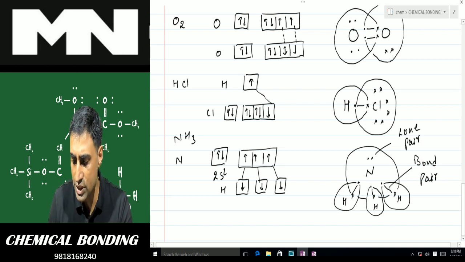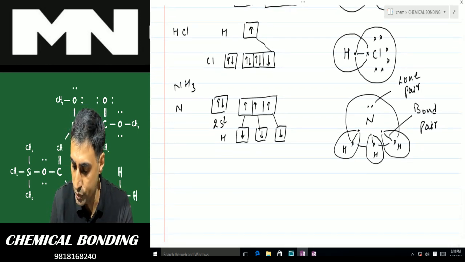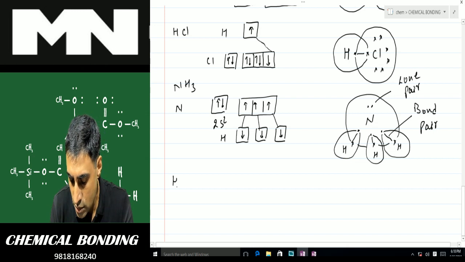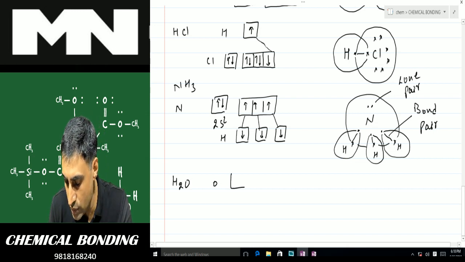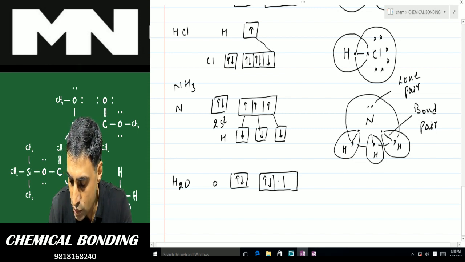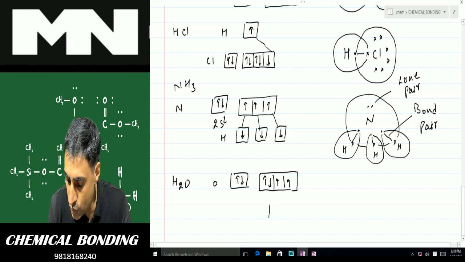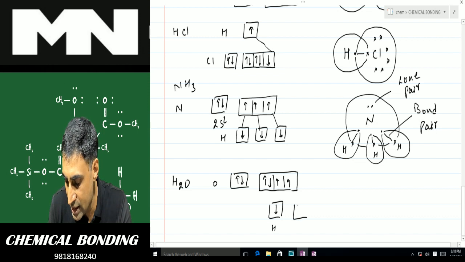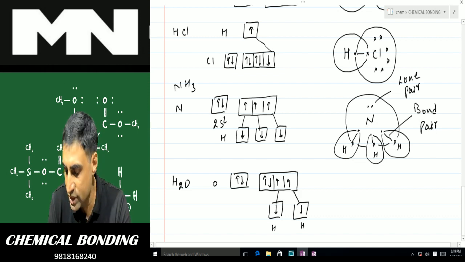One more molecule we'll see, that is the H2O molecule. Oxygen has got 2 electrons in the valence s subshell, and it has got 4 electrons in the valence p. 1, 2, 3, 4. And they are shared by 2 hydrogens. So here I have 1 hydrogen and here I have another hydrogen. So when they are shared, 2 bonds are formed.